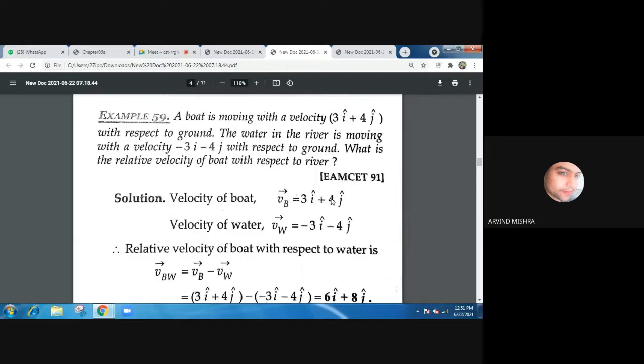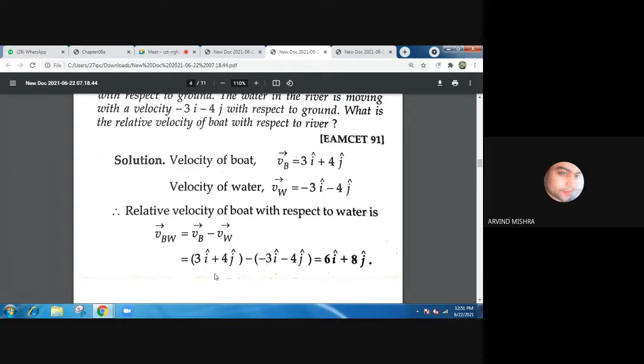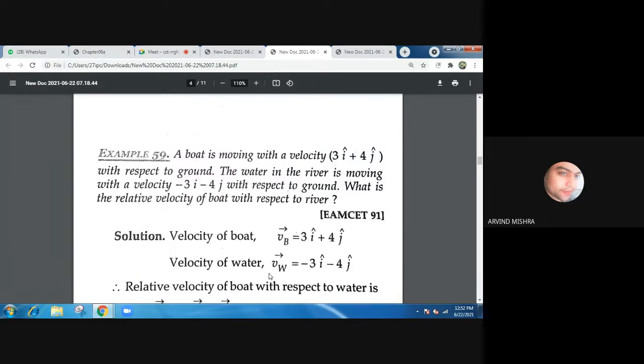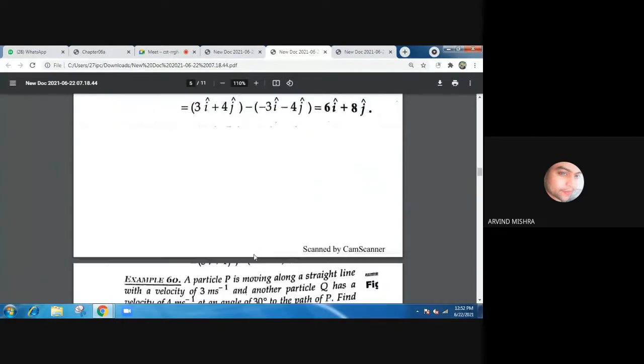A boat is rowing with a velocity. This is a different type of texture of the problem. They have given the data in vector form. The velocity of boat is given, the velocity of water is given, and you already know the relative velocity of boat with respect to water, VBW, is VB minus VW. You will only subtract the vectors to get the answer. So this is also a way they can ask the question to you, by giving vectors. This is clear to everyone, I thought.